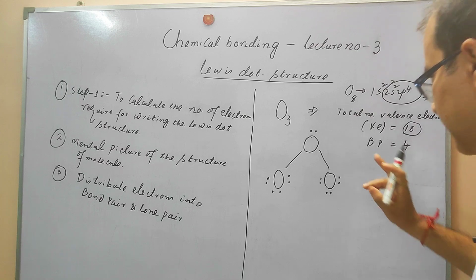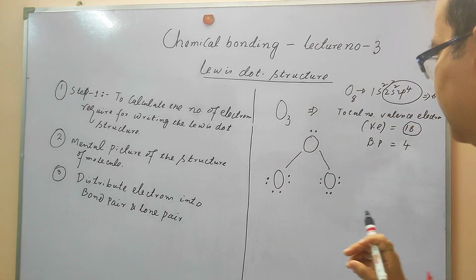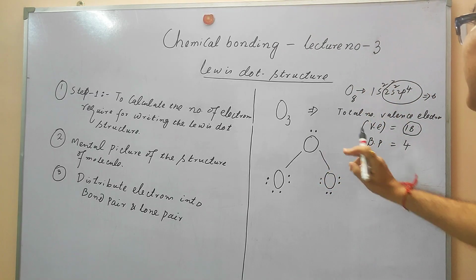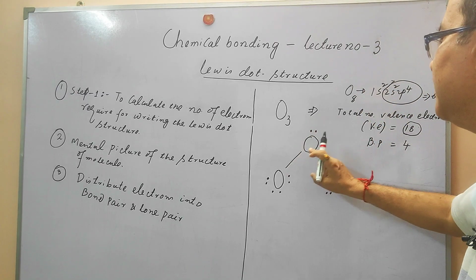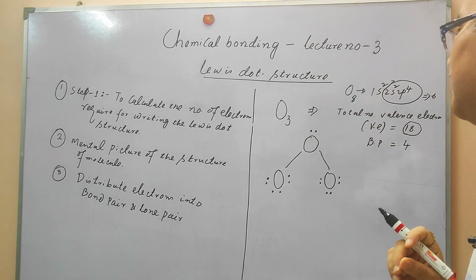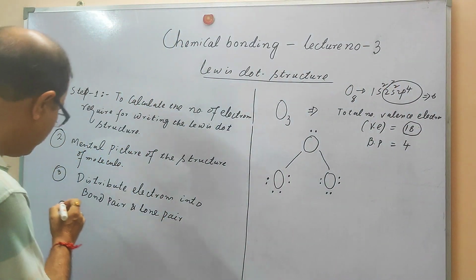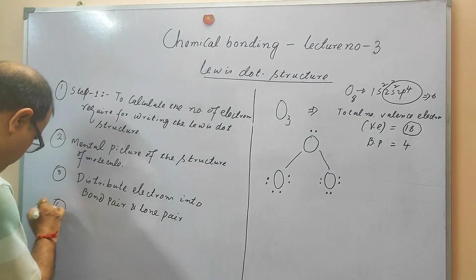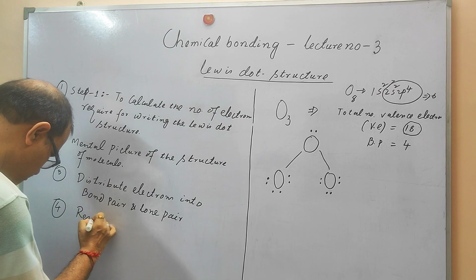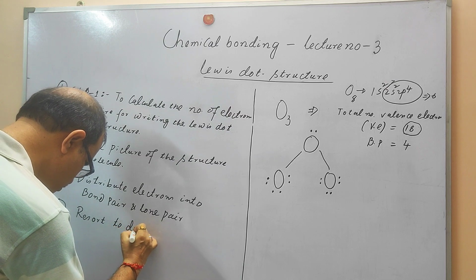Now you see this oxygen atom fulfilled its octet. This oxygen atom also fulfilled its octet. But this oxygen atom is not fulfilling because it only has 6 electrons. So what will we do at that time? At that time our rule is the 4th rule: resort to the double bond.